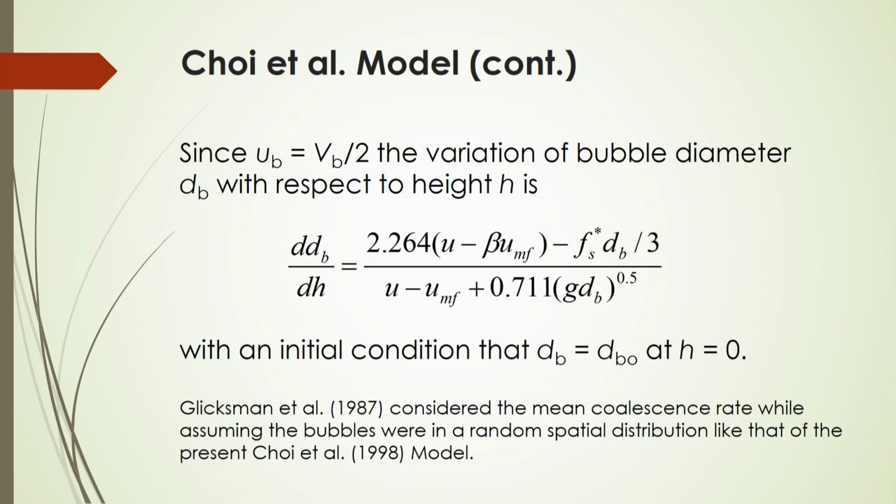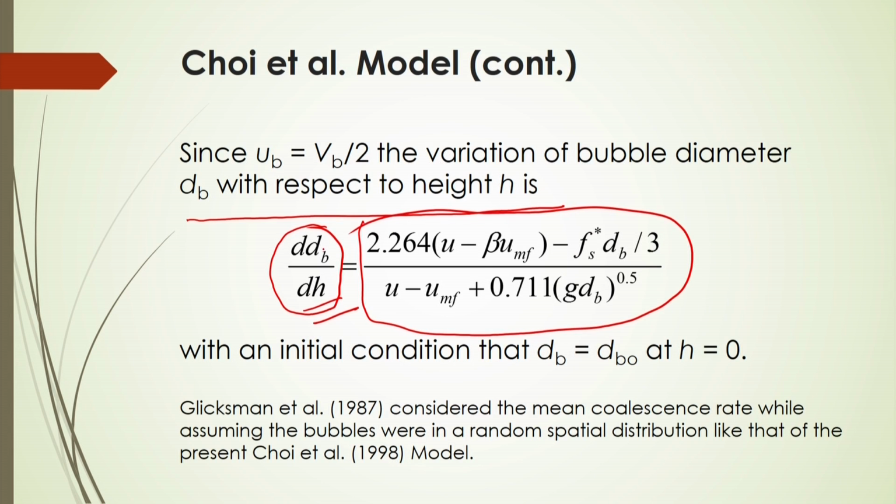And of course, if this bubble rise velocity is equal to V b by 2, the variation of bubble diameter d b with respect to height h, that is d b by d h, you can calculate from this correlation here. This will be equal to 2.264 into u minus beta of u m f. Then that depends on the bubble frequency, splitting frequency, and also bubble rise velocity, with an initial condition that d b is equal to d b 0 and h is equal to h 0.